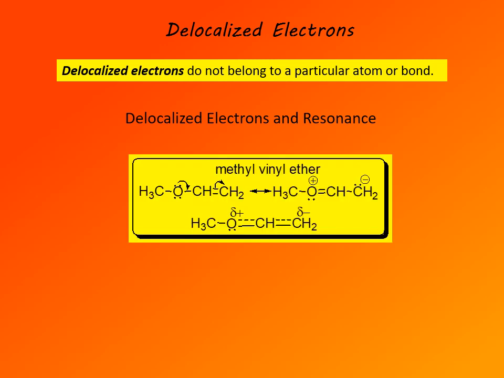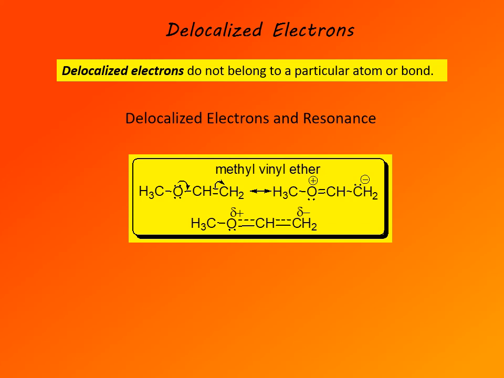So what we do is we represent a molecule such as methyl vinyl ether that exhibits electron delocalization as a combination of individual Lewis structures. You will see more in the next video how we come up with those structures, but in this case it's important to note that electron delocalization is shown by curved arrows.